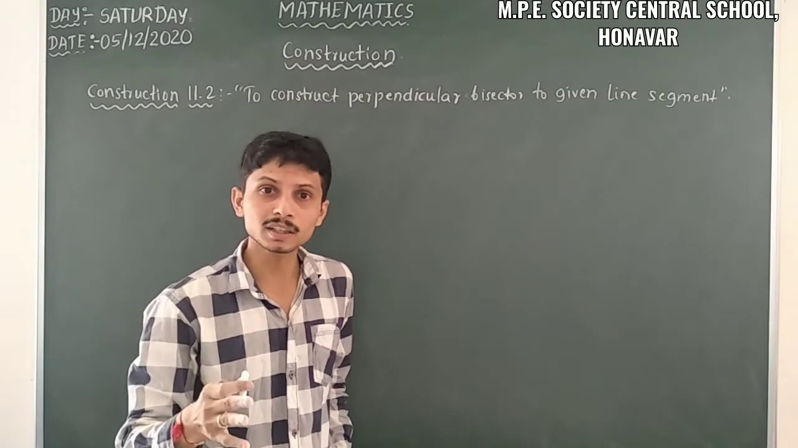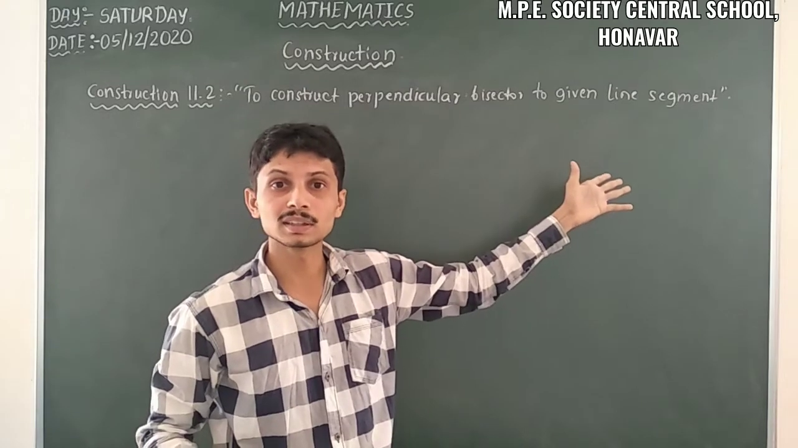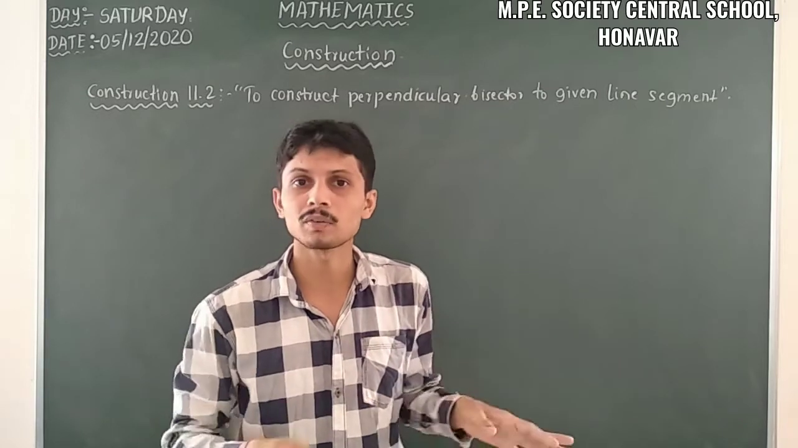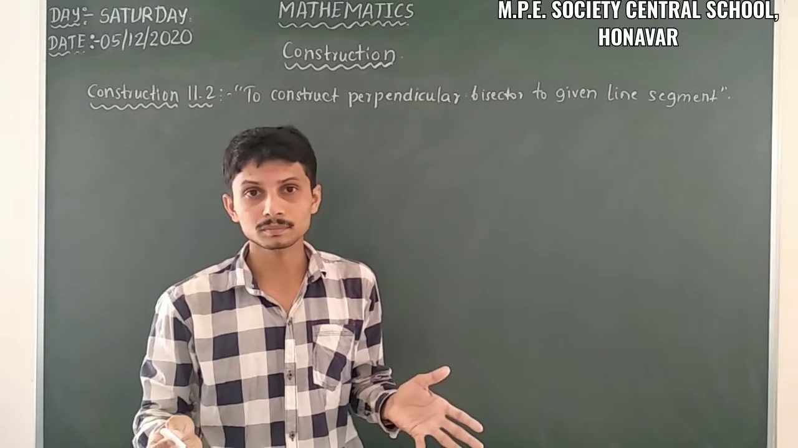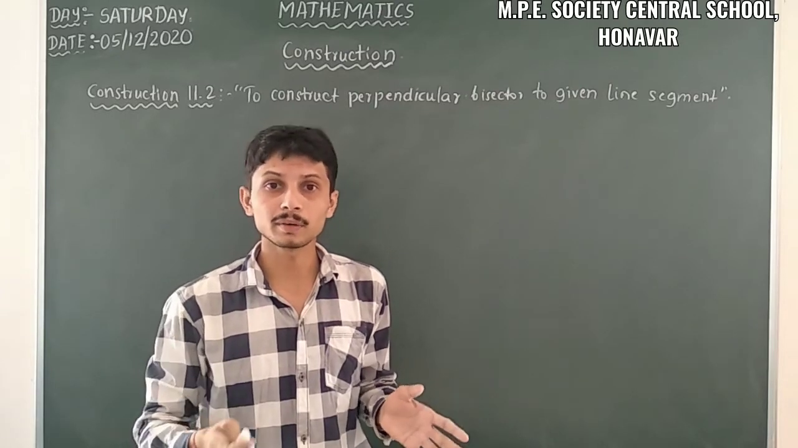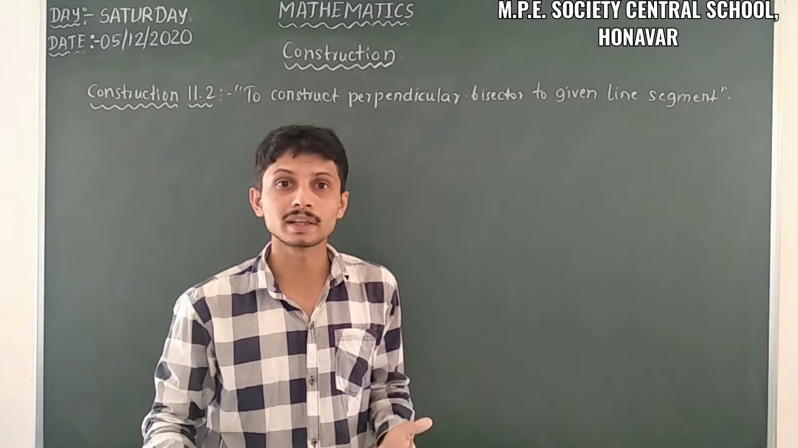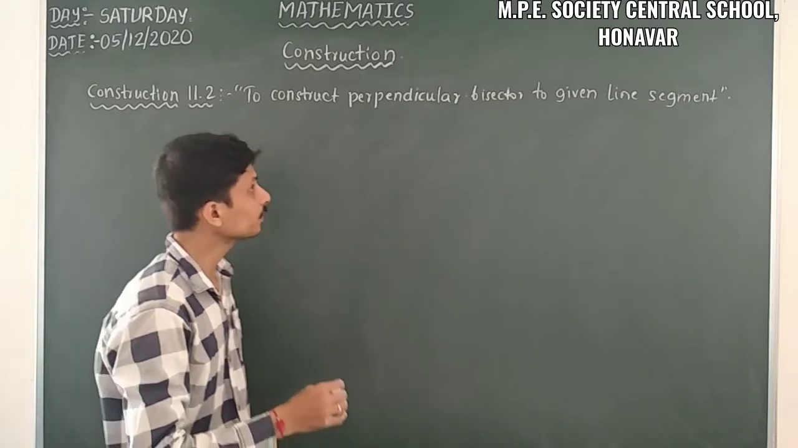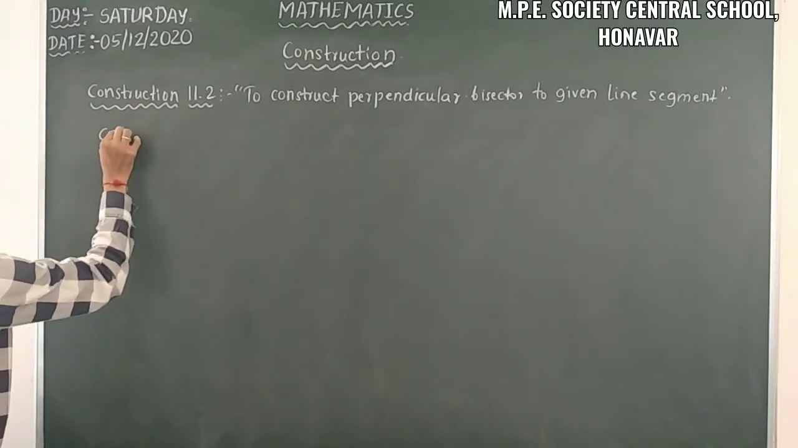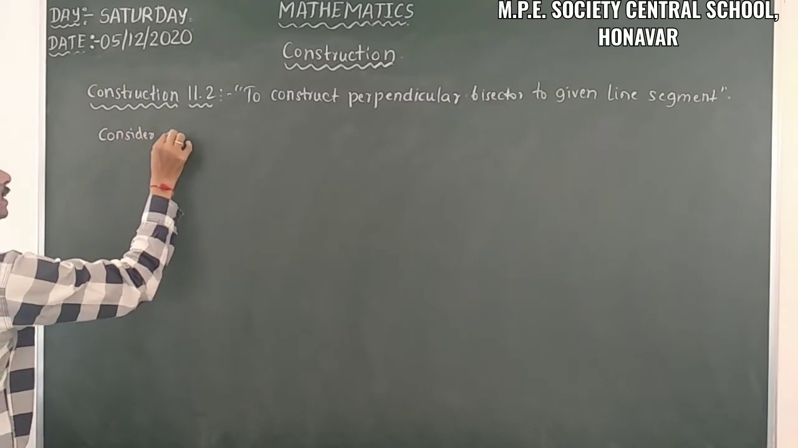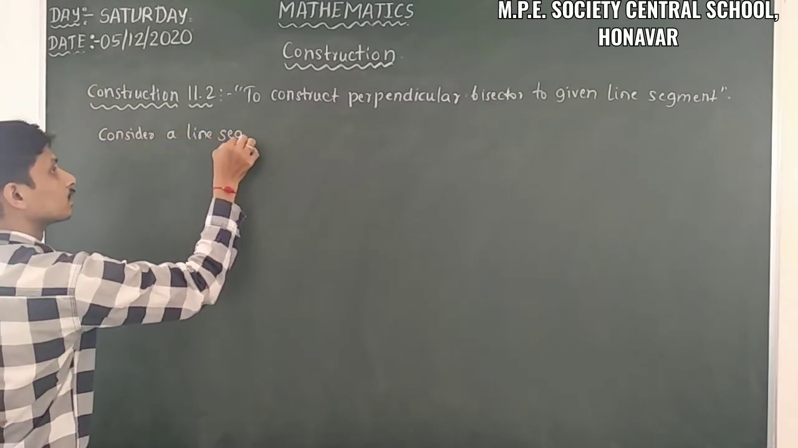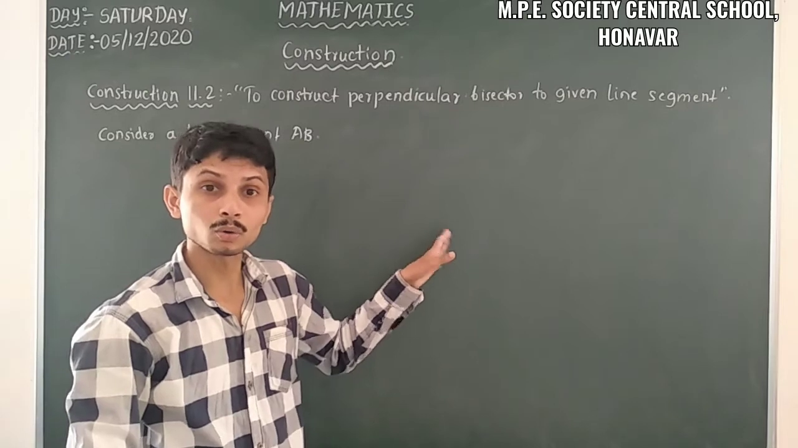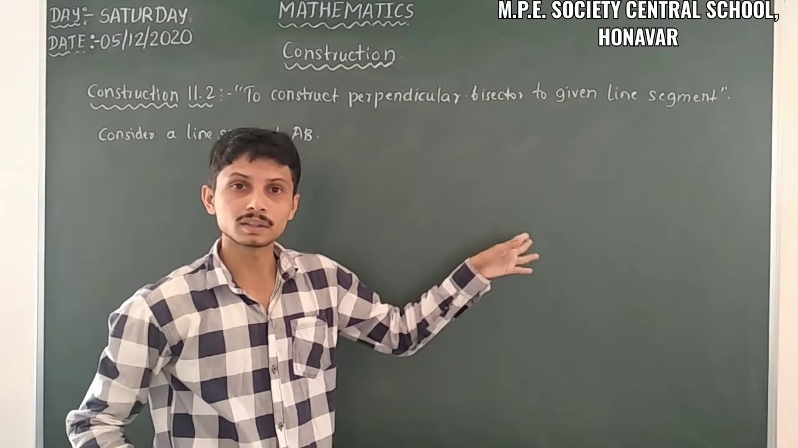Firstly we have to consider a line segment AB. Which line segment should we consider, whether horizontal or vertical? You can take any line segment, whether vertical or horizontal, but you have to take the right steps. Consider a line segment AB here. Here I am taking it vertically, because it is easy to draw in the vertical case.